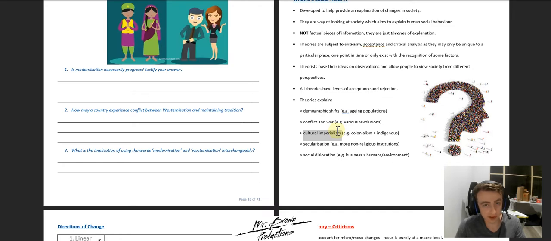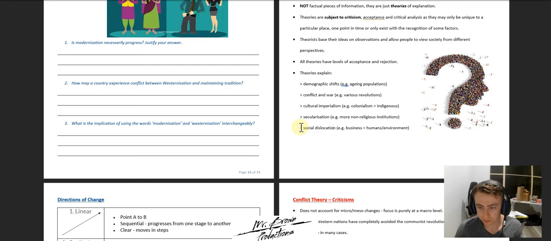Cultural imperialism is a social theory. So the idea that bred that was that colonialism, or that British culture and Western culture was superior to any indigenous culture around the world. So there's social theories to explain that. There's social theories to explain secularization, which is the idea of moving to more non-religious institutions. There are still some countries that do have religious institutions as law, and Saudi Arabia is one of them, which we're going to look at later on.